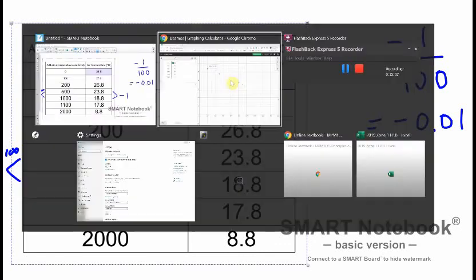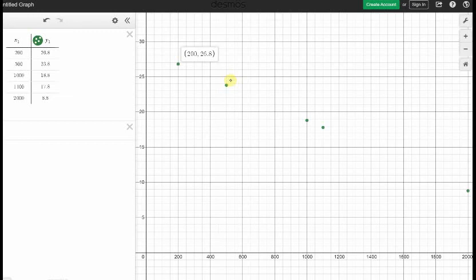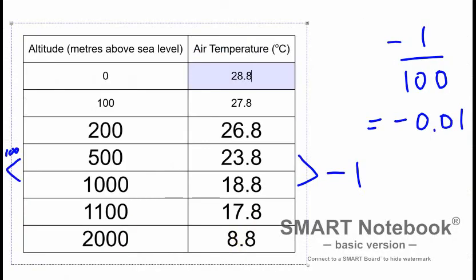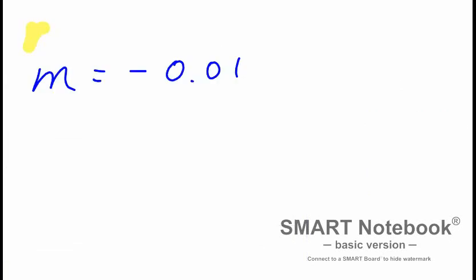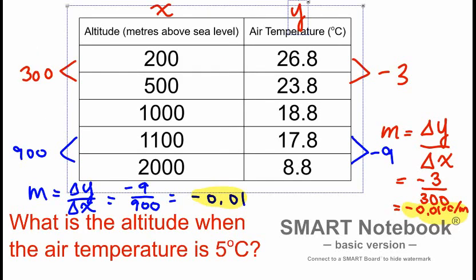And looking back at my Desmos graph, remember we saw this spot here, we thought, it's somewhere between 28 and 29. Well, now we know that it, for sure should have been 28.8 degrees. And that's really useful because I now know that not only is my slope, or my m value, negative 0.01, I now know that my b value is 28.8. Now, why is that great? Well, because I really want to know those two values so I can make an equation so that I can answer my question of what is the altitude when the air temperature is 5 degrees.